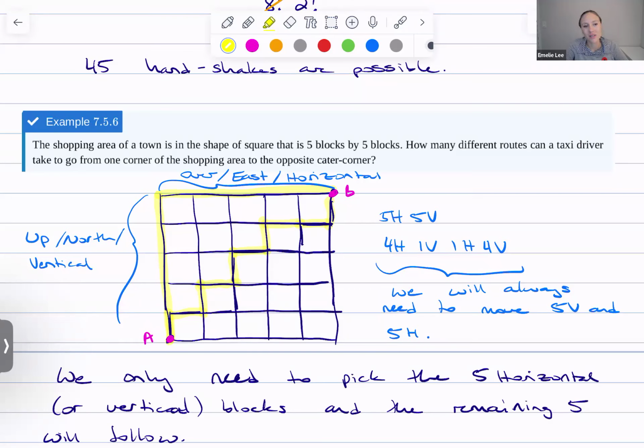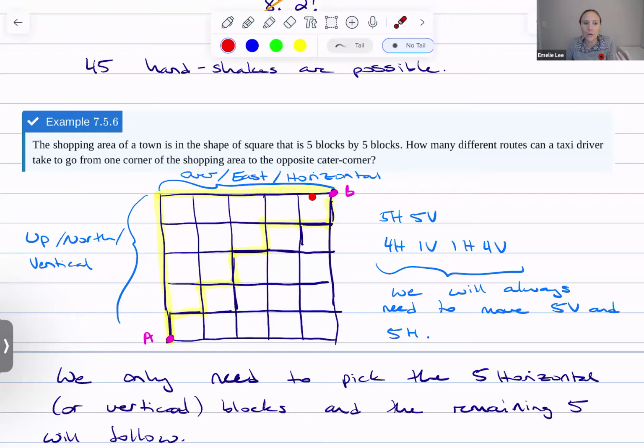So there's lots and lots of different ways, but what you would find, if you think about it, is that all of them would require you to move 5 vertically, let's start with that. You'd have to move up 5, because no matter how you get there, you have to move up 5. And you'll have to move over 5 horizontally.